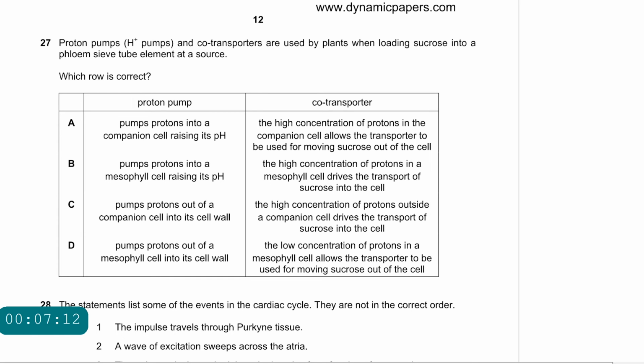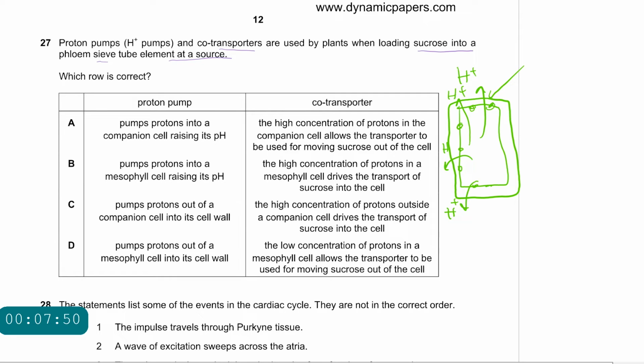27. Proton pumps and co-transporters are used by plants when loading sucrose into phloem sieve tube elements at the source. Which row is correct? So first, I'm going to explain the mechanism of the proton pump in the companion cell. First of all, here we have a companion cell. At the cell membrane, there are proton pumps. These proton pumps pump H+ ions out of the companion cell into the companion cell wall.